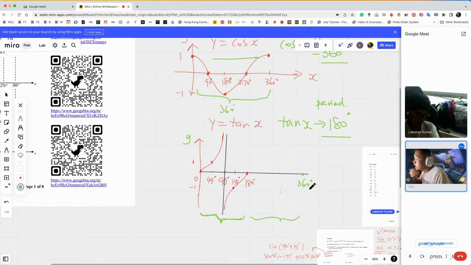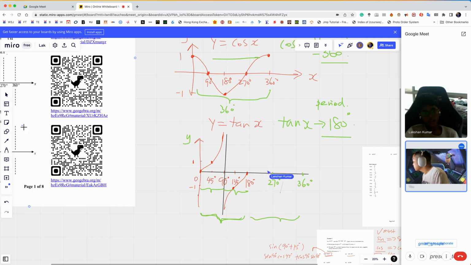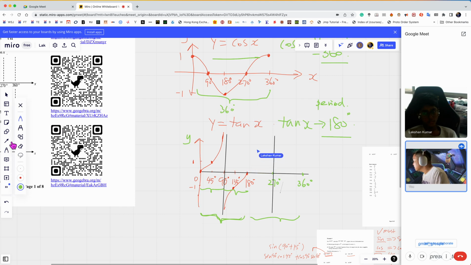So between 180 and 360 is 270. So it repeats itself. That means from 0 to 90, and then 90 to 180. So at 270, you have one line. This line on the 270 and this line on the 90 is the line that your curve will never touch. There is a name for this. It's called the asymptote.